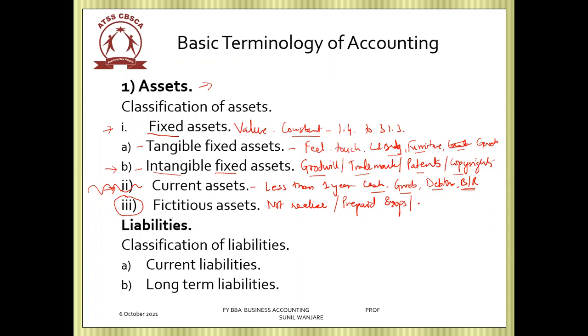Then we have preliminary expenses. The expenses that we have paid for forming a company are called preliminary expenses. When you form a company, you have to pay the legal charges, you have to apply to the government, you have to pay the fees and everything. All these expenses collectively are called preliminary expenses. So that also comes under the category of fixed assets.